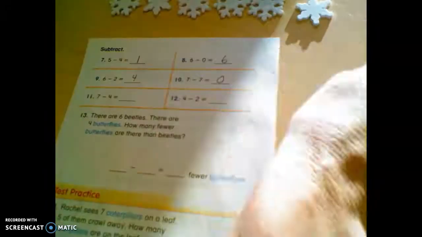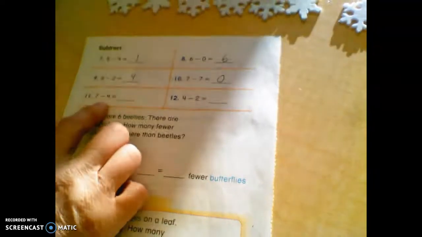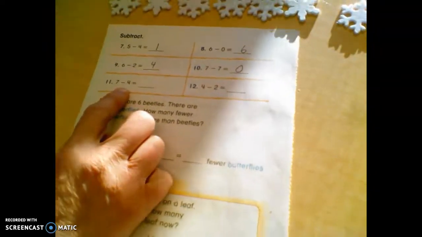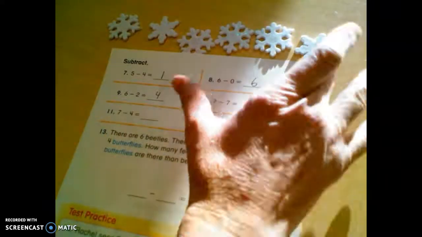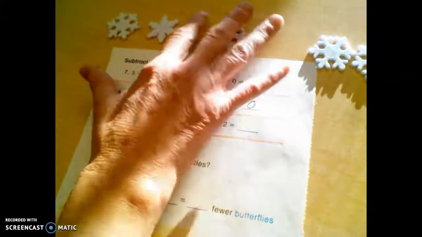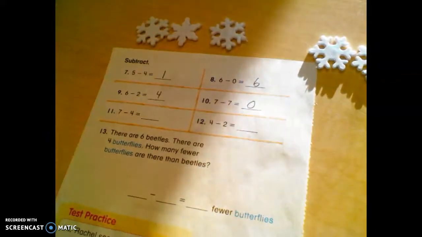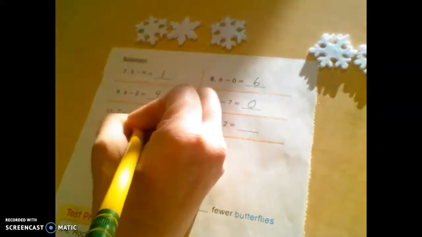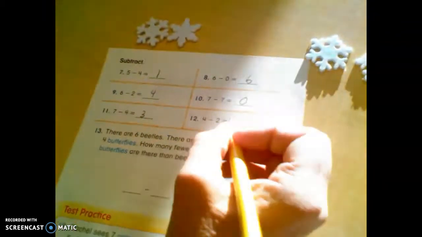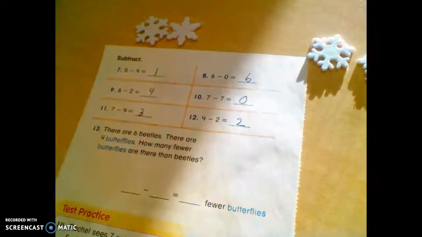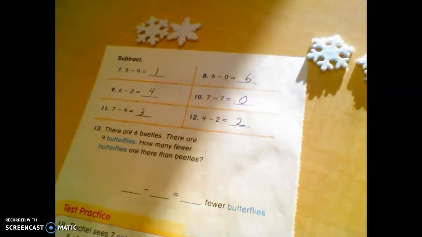And this time it says to take away the number 4. So when we take away the number 4 from 7, I'm going to go ahead and count out 4. 1, 2, 3, 4. How many sparkly snowflakes are left? 3. Okay, I love this snowflake math. All right, now it says 4, take 2 away, and we have 2 left. All right, our problem here next is number 13.